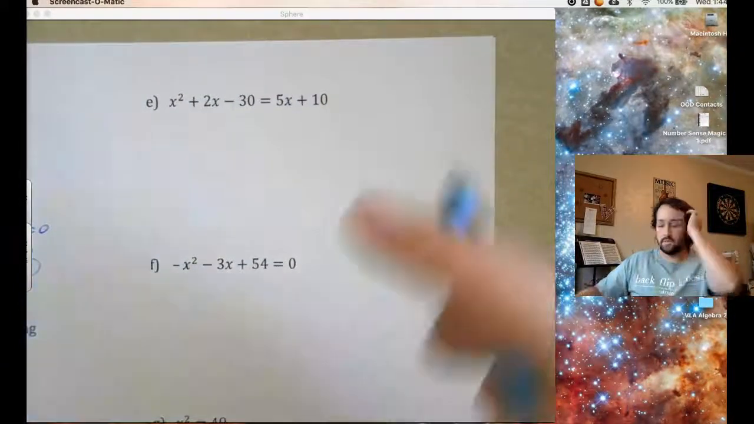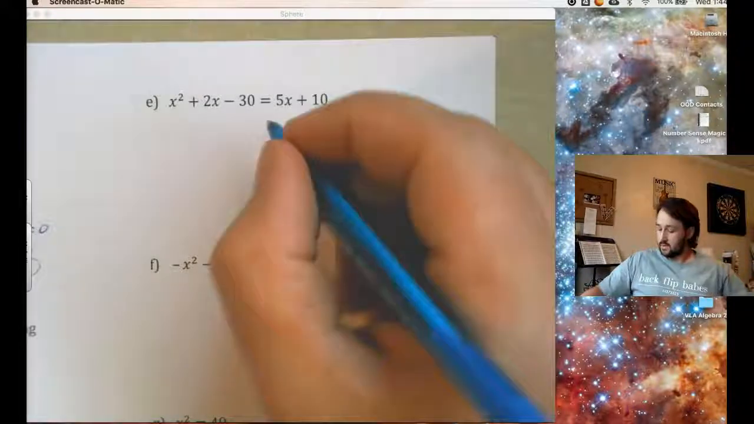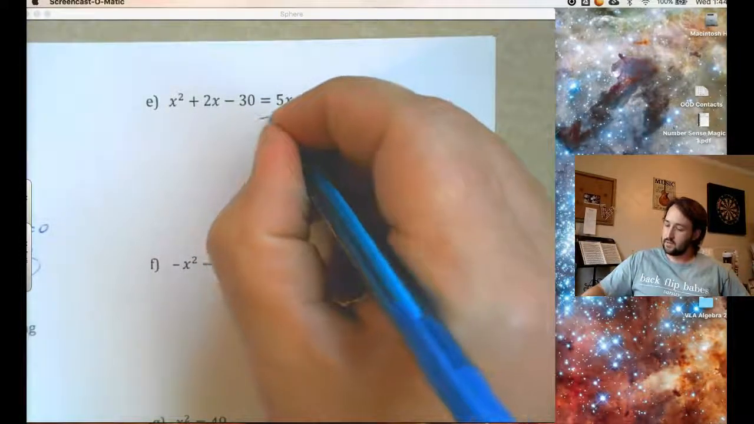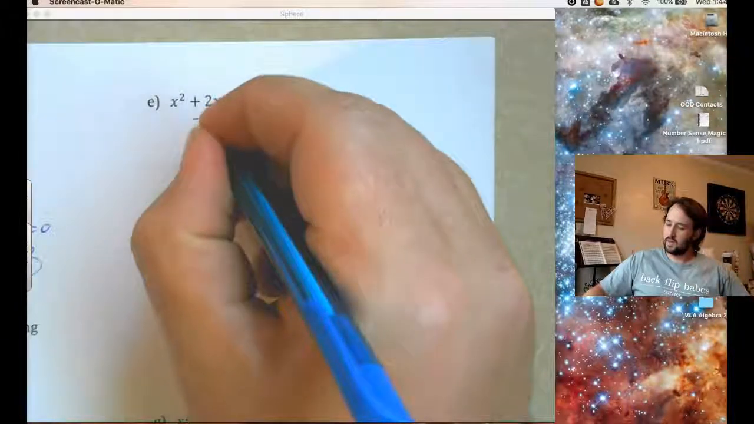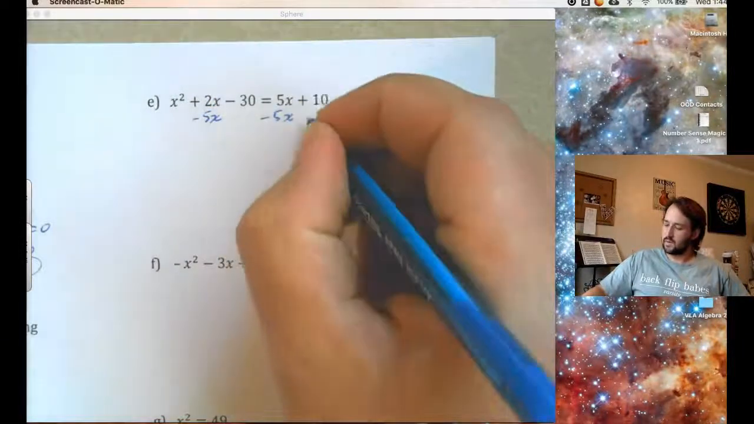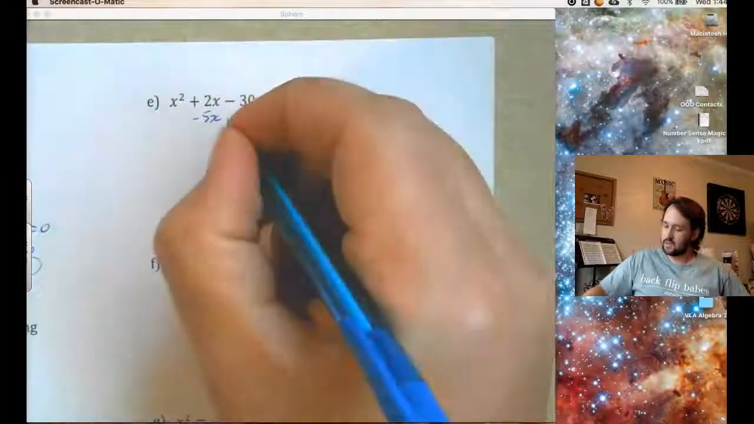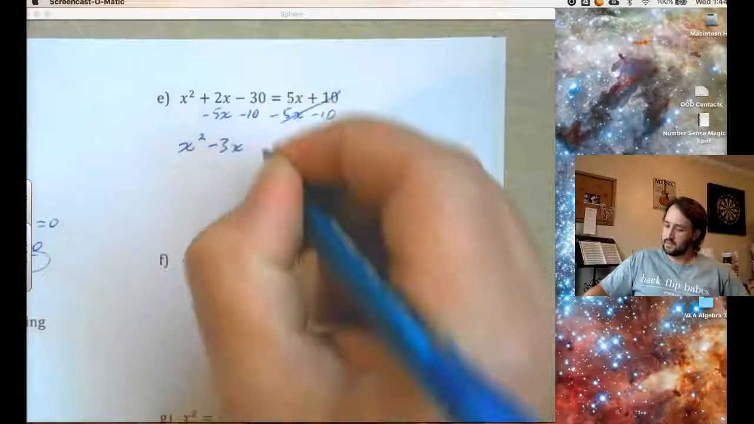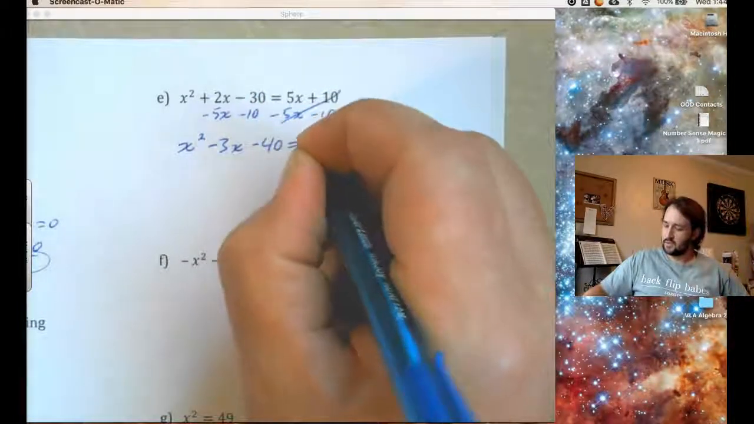All right, so I can't factor this side to make it nice, so I'll show you what I mean by that in a minute too. So I'm going to move over the 5x, I'm going to move over the 10, such that that side equals 0. So I have x squared minus 3x minus 40 equals 0.